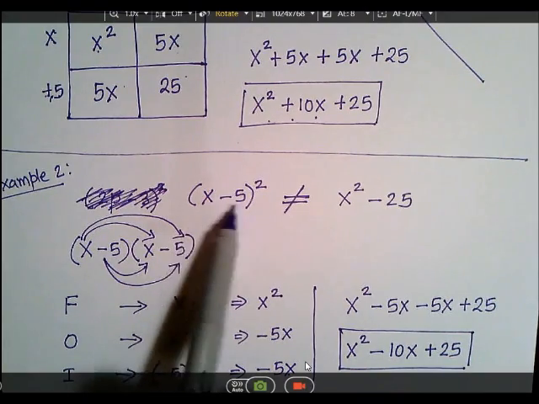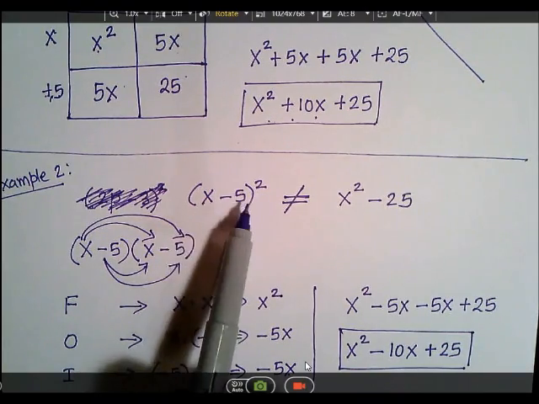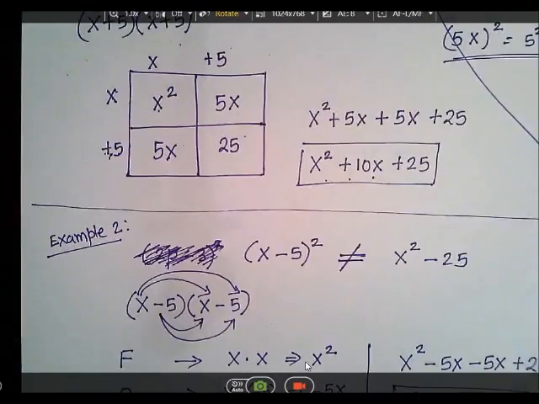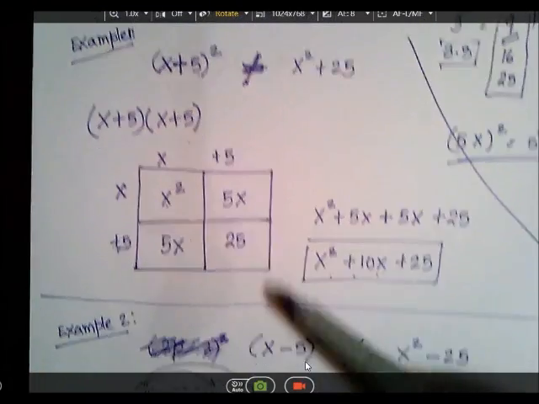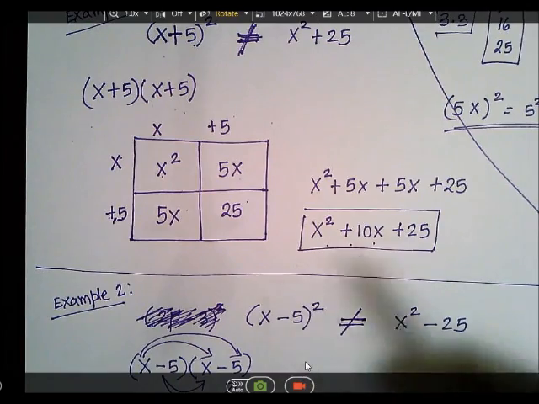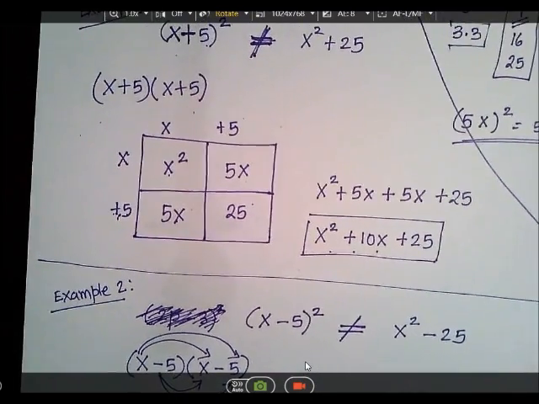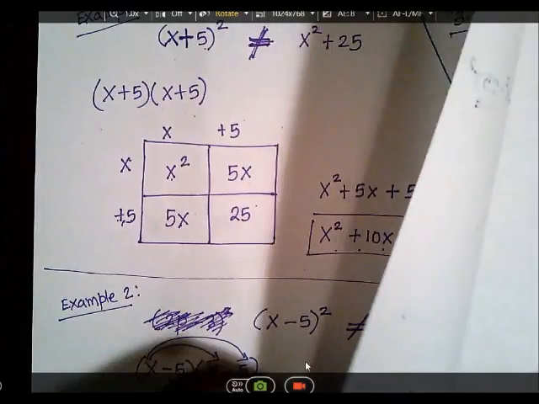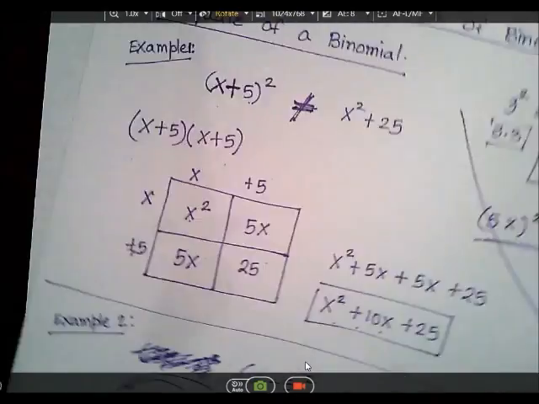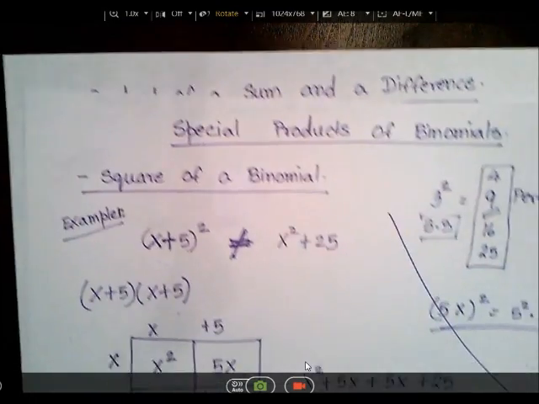Okay, so this is a difference of two terms. Alright, I'm squaring a binomial which is the difference of two terms. So it could be an x plus 5, or it could be an x minus 5, or it could be any other two terms. It could be 2p plus 3 or 2p minus 3. Okay, so it could be anything. So that is squaring a binomial.